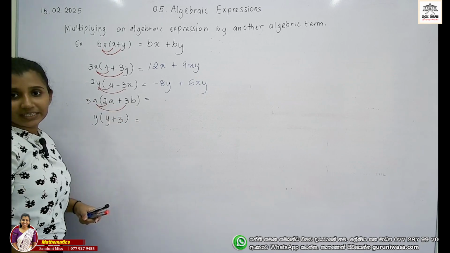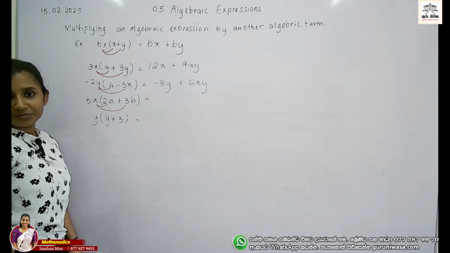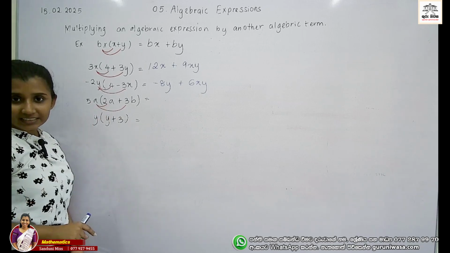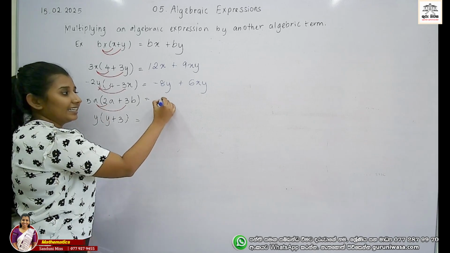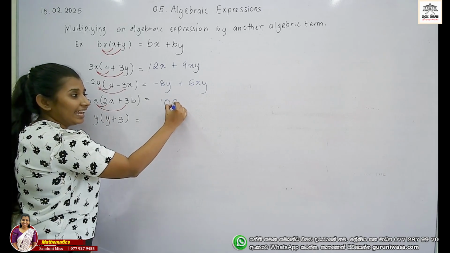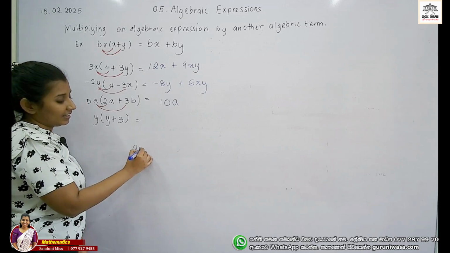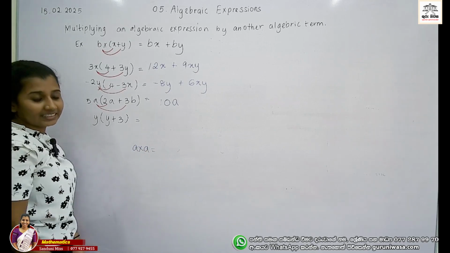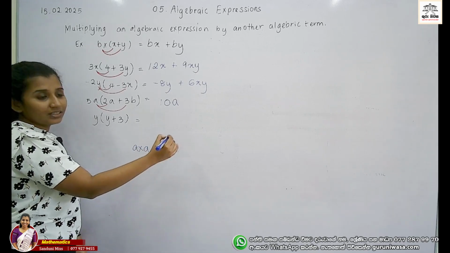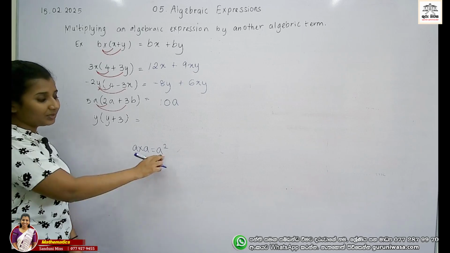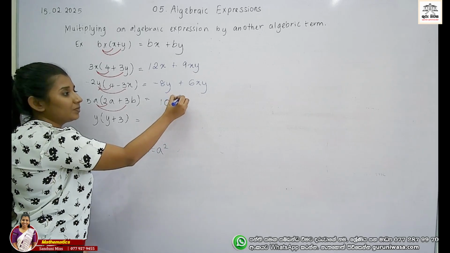5a times 2a is 10a. A times a is how much? A times a is a squared, right? A to the power 2. So 10a to the power 2.